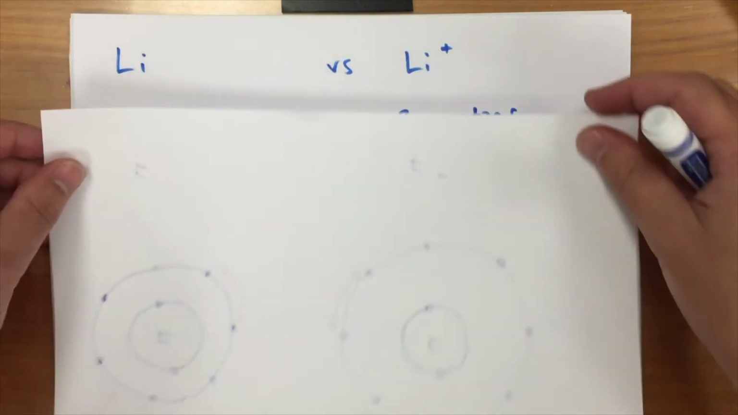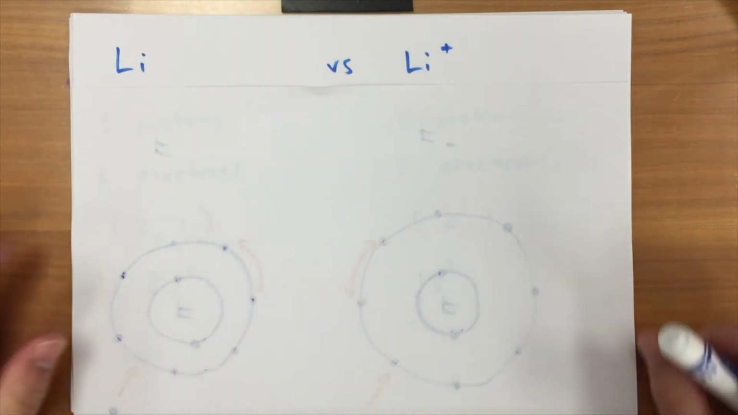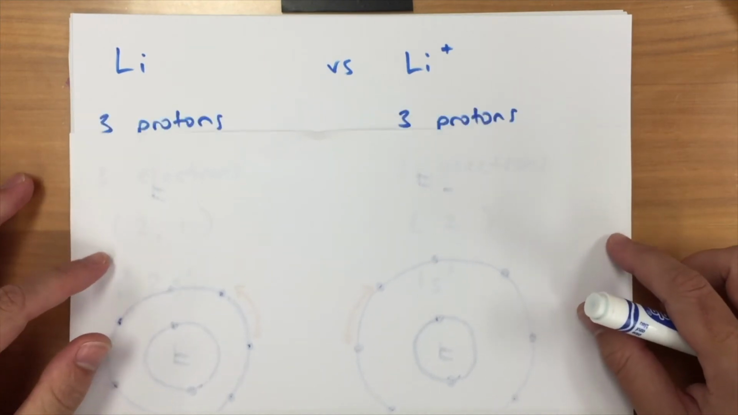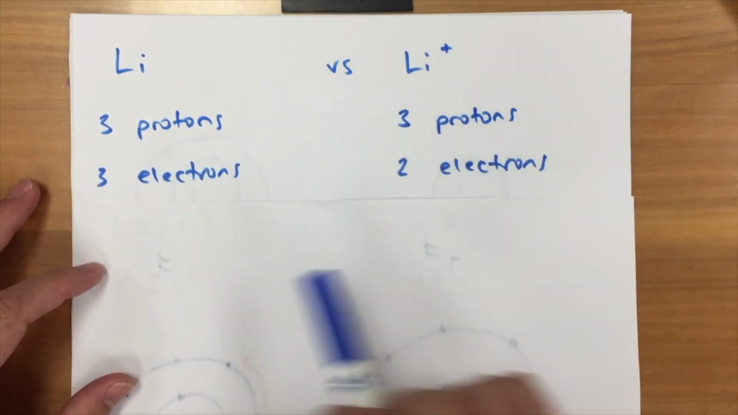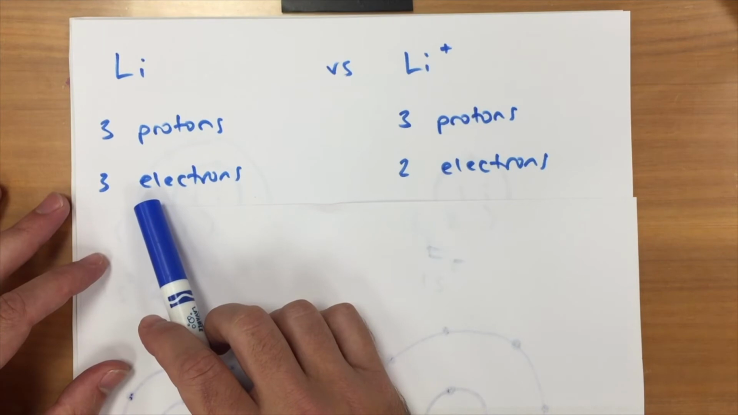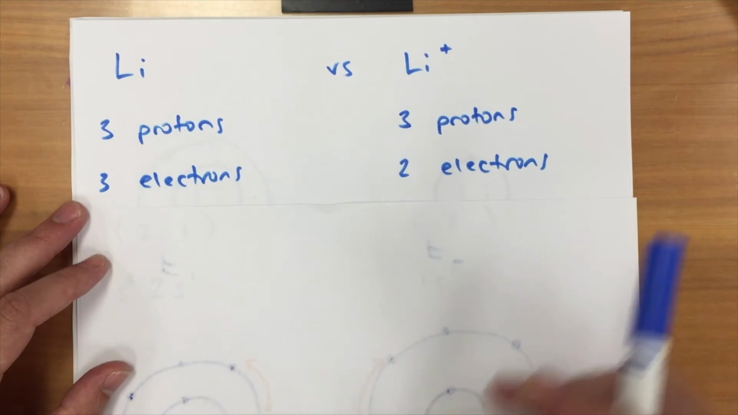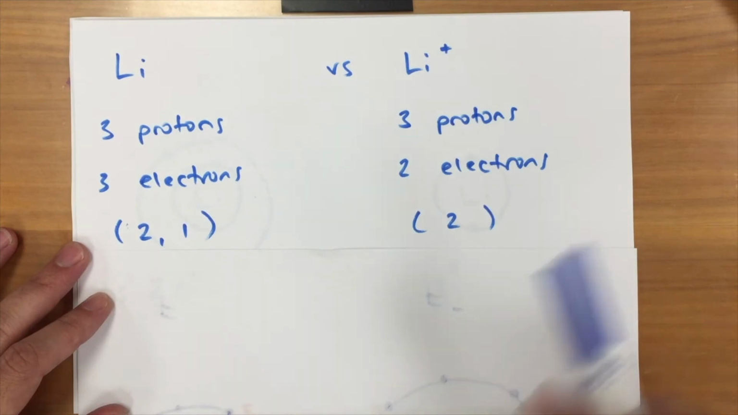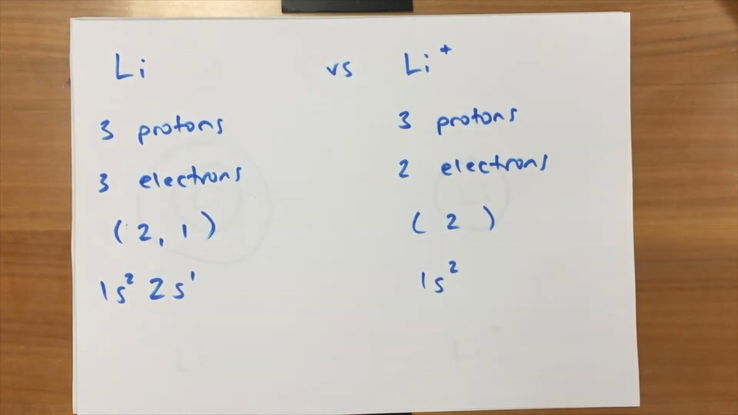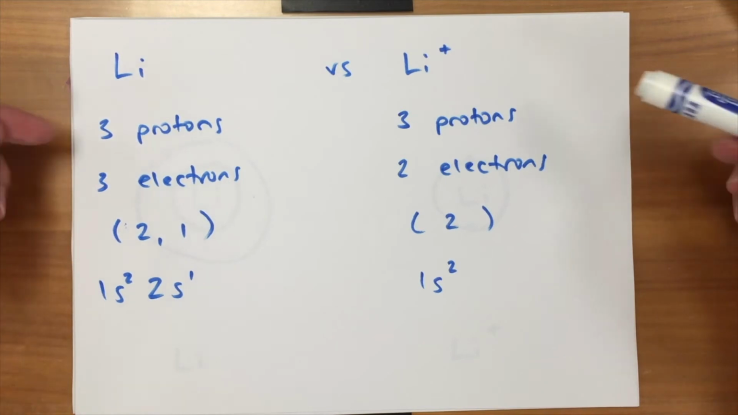How about when we form positive ions, cations? Let's compare lithium and lithium plus. Well, lithium has 3 protons in its nucleus. Therefore, lithium, the atom, also has 3 electrons. When lithium reacts and loses an electron, it has 2 electrons, and that's the lithium ion. The electron configurations are 2, 1 for lithium, or just 2 for lithium ion. And we can represent those the new way by saying lithium is 1s2, 2s1, whereas the lithium ion is just 1s2.